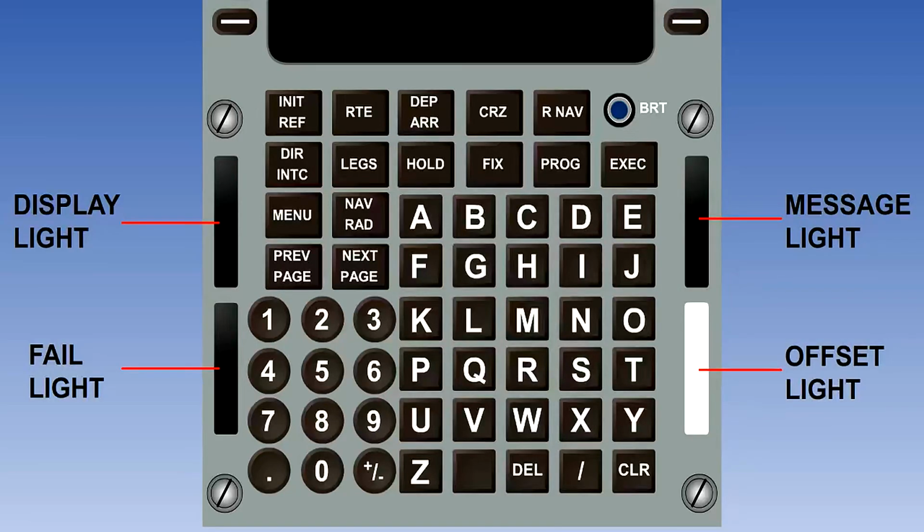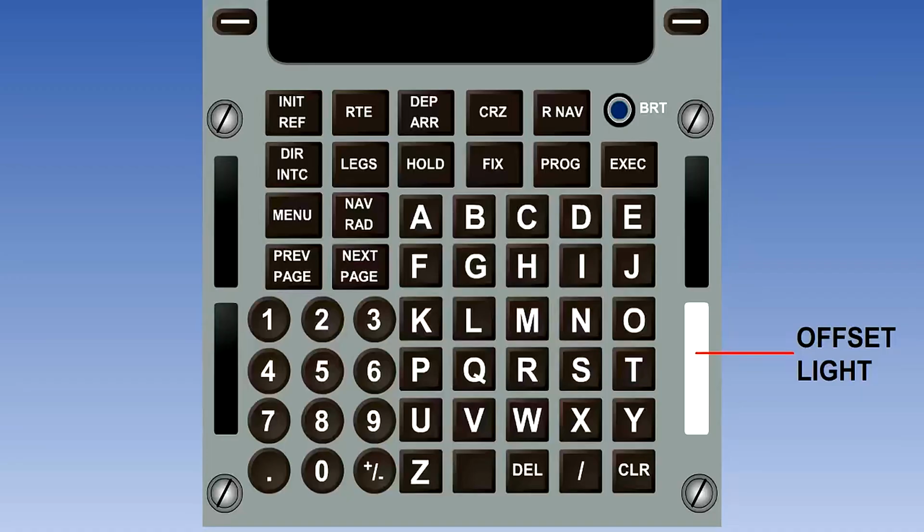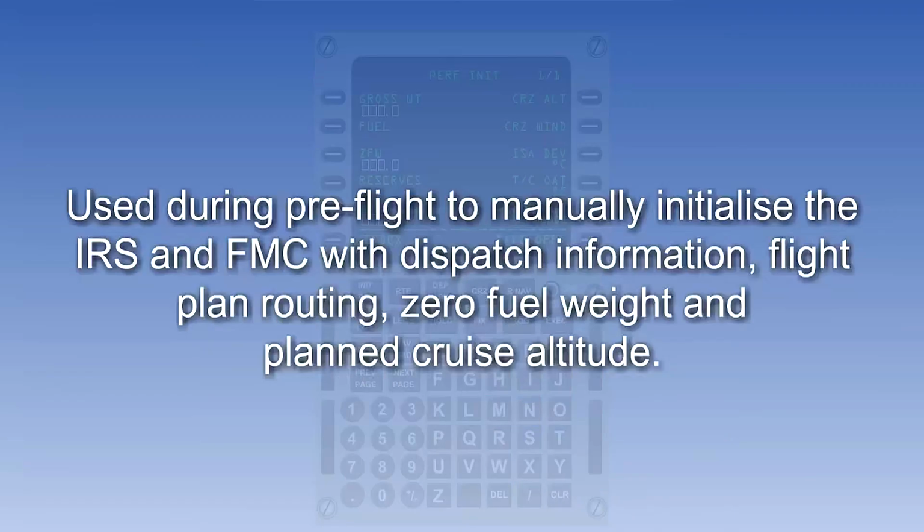Finally, there is a function in the FMS called offset. The aircraft can be programmed to fly parallel to, but at a fixed distance from, the FMS programmed track. This could be used to avoid the turbulent wake of the aircraft ahead, for instance, or to increase separation from opposite direction traffic. Unfortunately, the display on the electronic flight instrument system does not make it obvious that the offset is being flown. So the offset light stays on to act as a reminder.